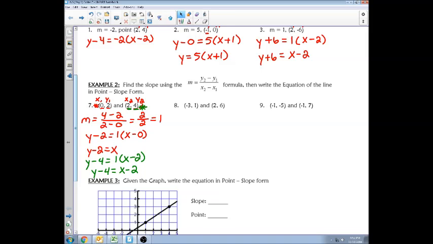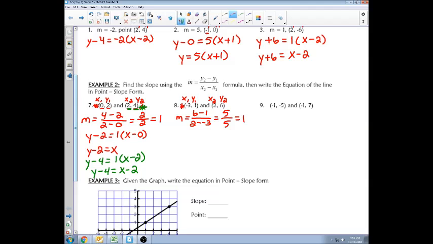All right, problem number 8. My x1 is negative 3, my y1 is 1, my x2 is 2, my y2 is 6. So here again, I've got to find my slope first. It'd be y2, which is 6, minus y1, which is 1, over x2, which is 2, minus negative 3, because my x1 is negative 3. 6 minus 1 is 5. 2 minus negative 3 is the same thing as saying 2 plus 3. So that's 5, so my slope again is 1.